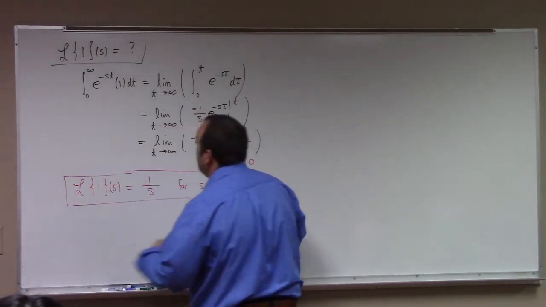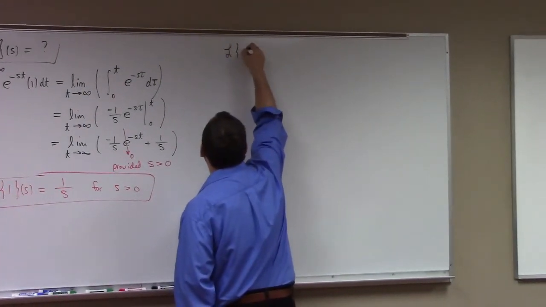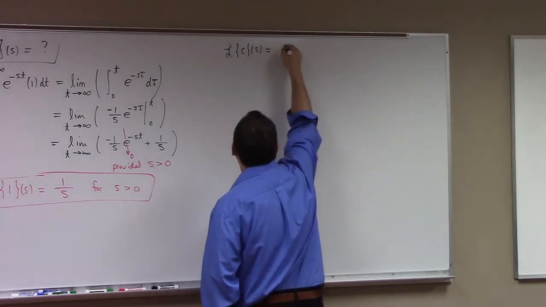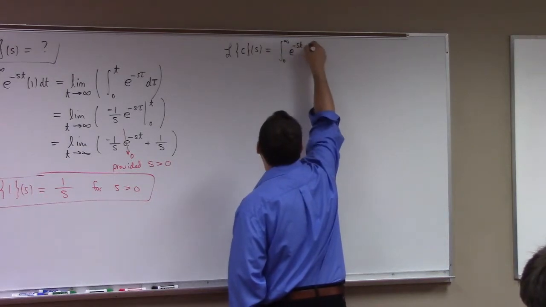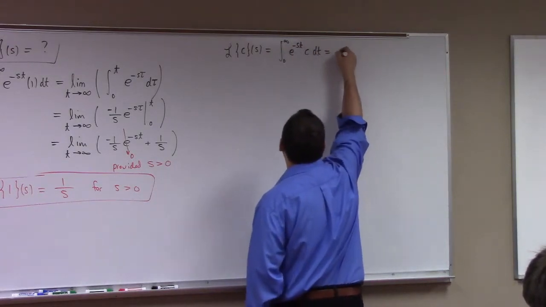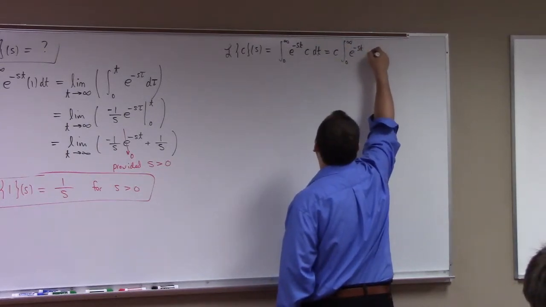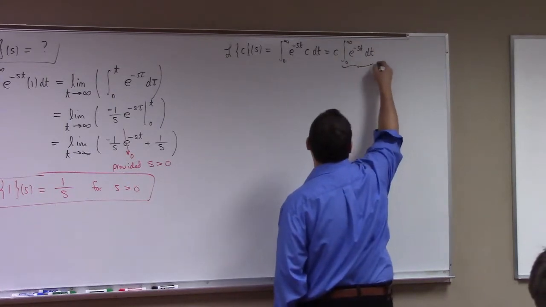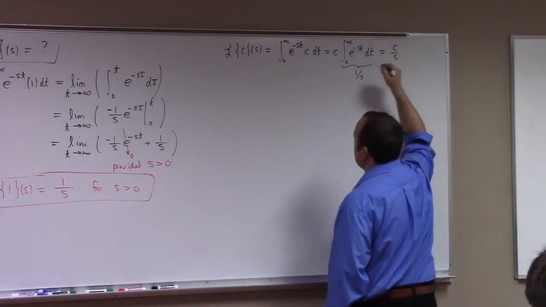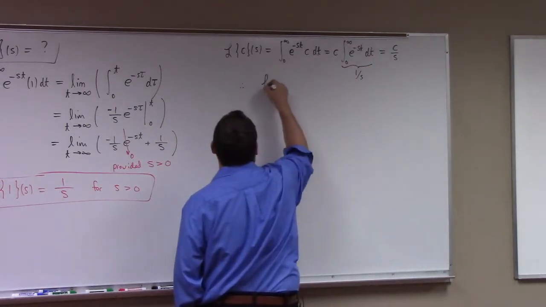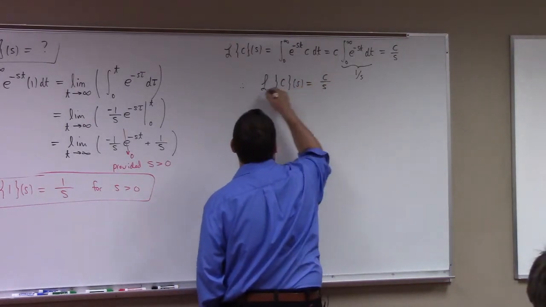Okay, so anyway, moving on. What would the Laplace transform of a constant be? Well, that would be the integral from 0 to infinity of e to the minus st times a constant c dt. But you can pull the constant out by properties of integration. And what's this? We just worked this out. It's 1 over s. So you've got c over s. Therefore, the Laplace transform of a constant is just equal to the constant divided by s.